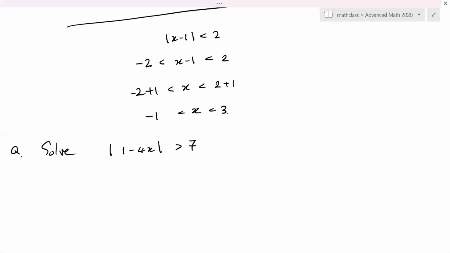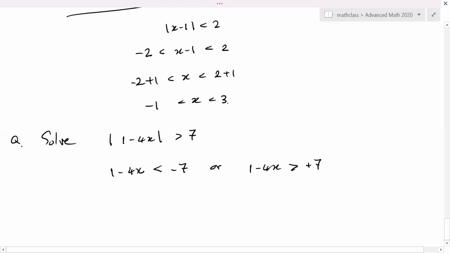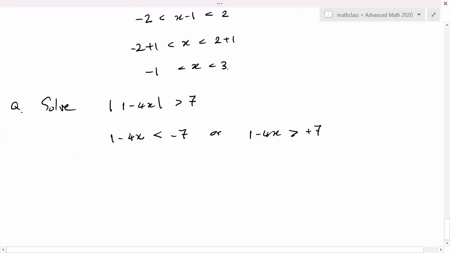Now, let me finish this one. So |1 - 4x| is greater than 7. That means 1 - 4x will be less than negative 7, or 1 - 4x is greater than positive 7. Either it is larger than 7 or smaller than negative 7. So you have to solve those two inequalities separately.